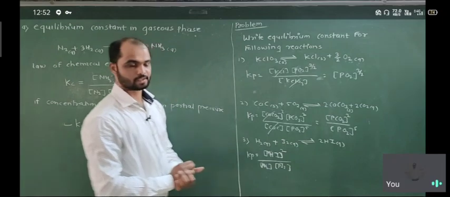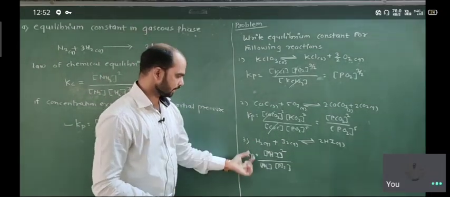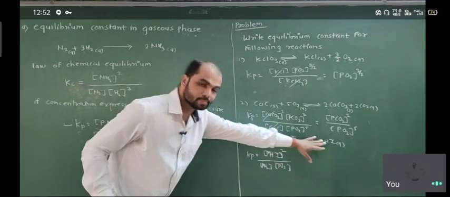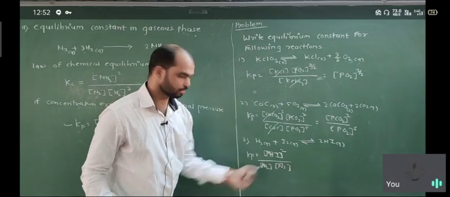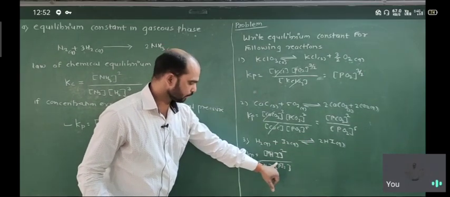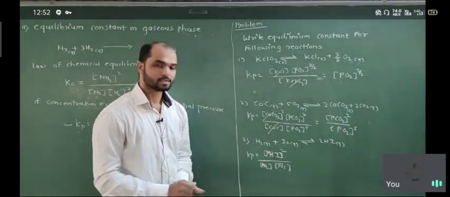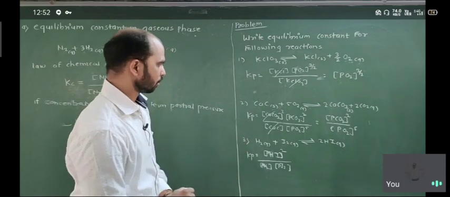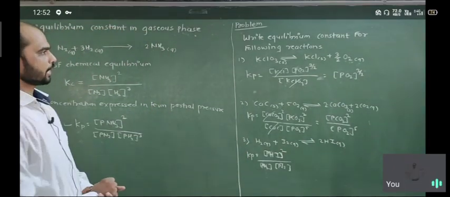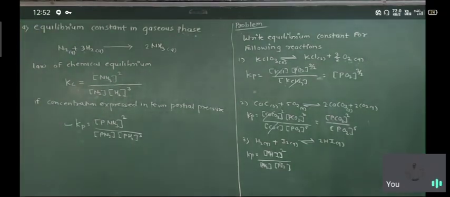For the last one, again the same, H2 plus I2 gives twice HI, that means all are in a gaseous state. So here PHI means product side, their power is 2 because there are 2 molecules in the chemical equation, upon the concentration of H2 into the concentration of I2. So there is no power because they are present in single form, single molecule. So this is all about it, you can use this equation this way, you write the equilibrium constant for any reaction. Okay, we're going to discuss another problem.